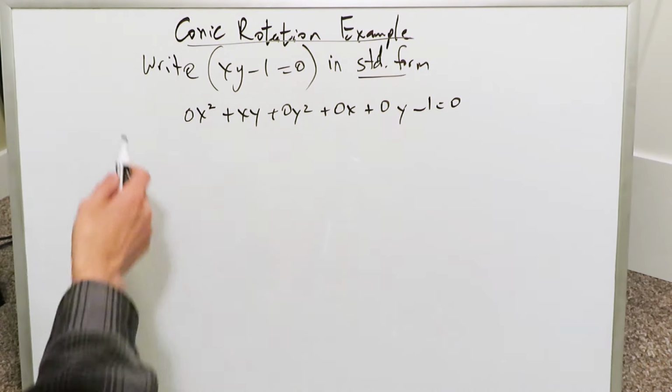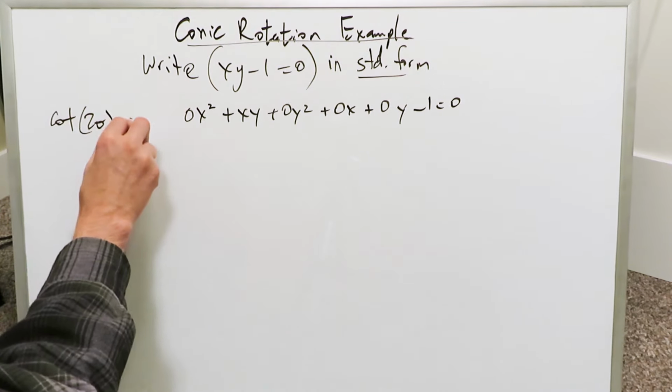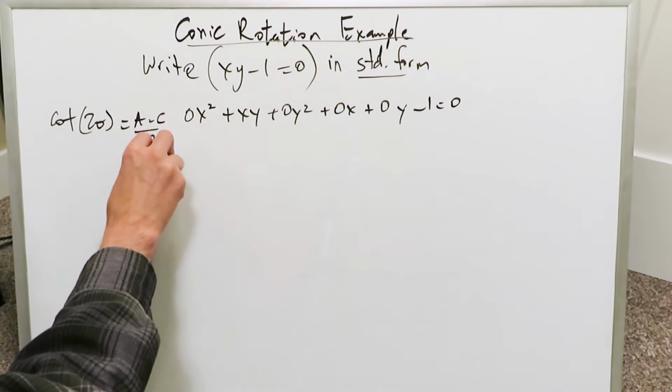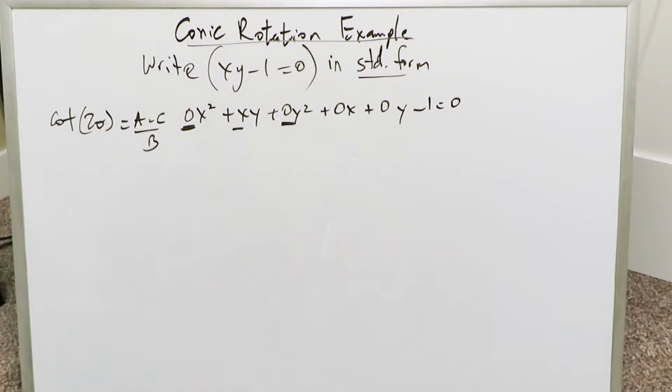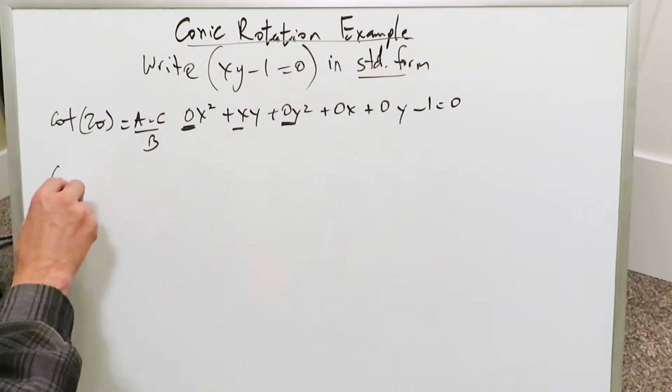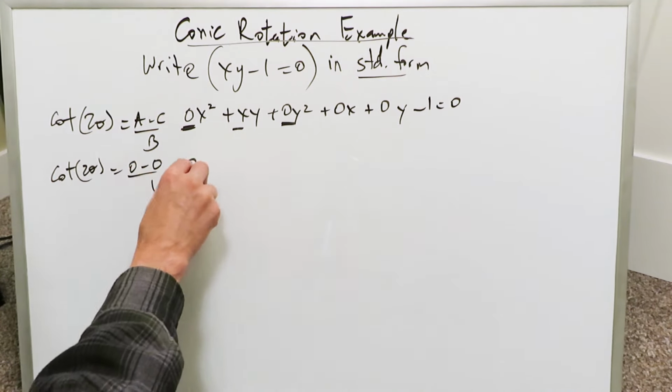What is the degree of rotation that's involved? Well, we have a wonderful equation: cotangent 2 theta is equal to (a minus c) over b. I have an a over here, a c here, and a b. The b happens to be a coefficient, which is 1. Cotangent 2 theta is equal to 0 minus 0 over 1, which is equal to 0.